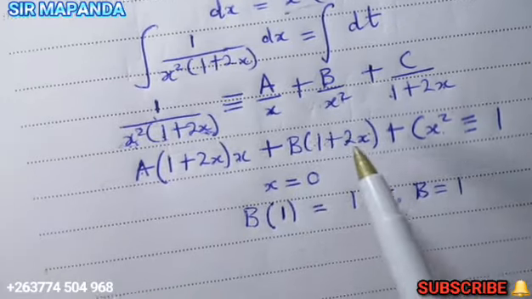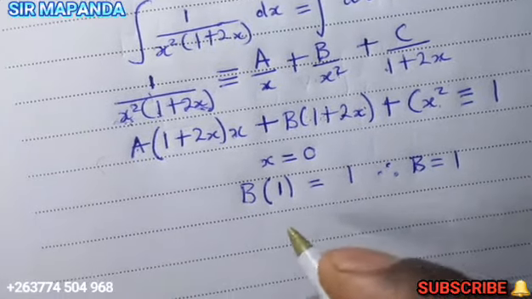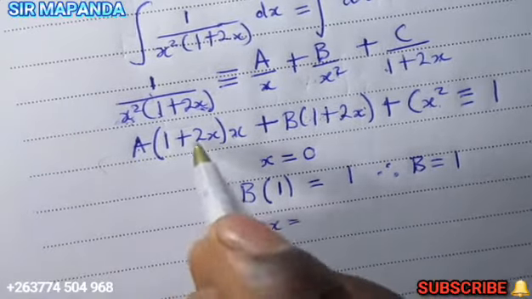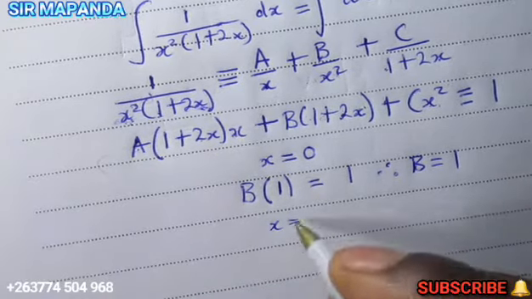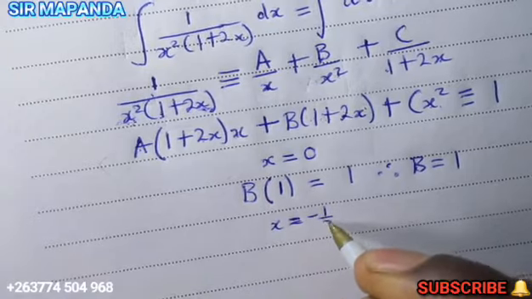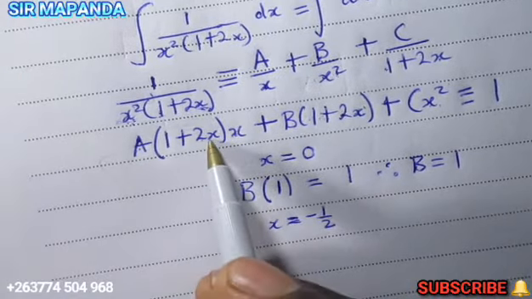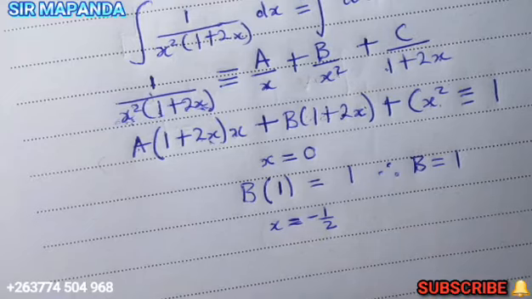Then you can also find another value of x which can eliminate this bracket of 1 plus 2x, right? So to eliminate 1 plus 2x, you can make use of x is equal to minus half. If you put minus half on 2x, you get minus 1, right?